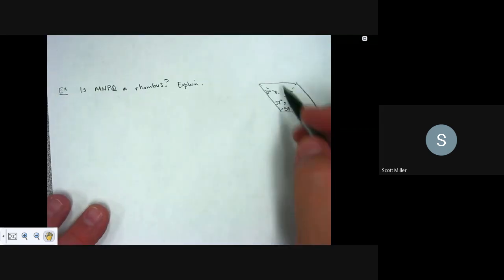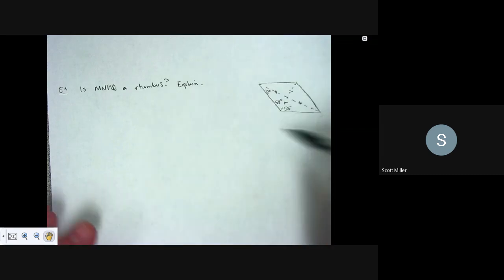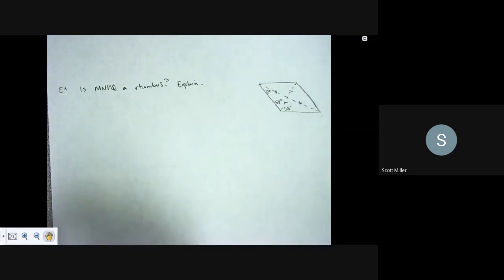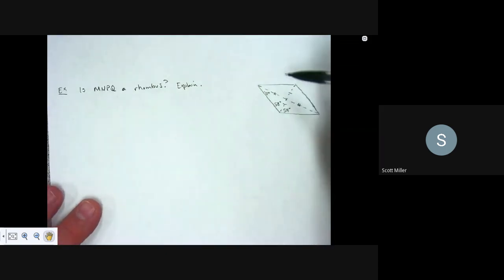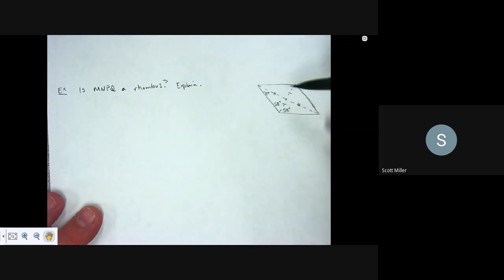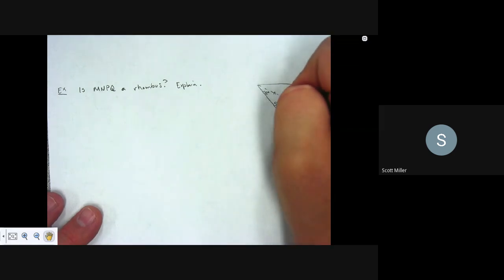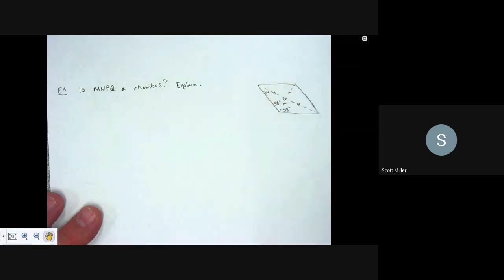So here is a rhombus, or excuse me, is this a rhombus? Explain. There's a couple ways to do this one. All of these have more than one way of doing these problems. So here's the way I chose to do this one. I'm looking at this, and a characteristic of a rhombus that I do know is that the diagonals are perpendicular to each other, which means this is a 90-degree angle. In fact, all four of these are 90 degrees.